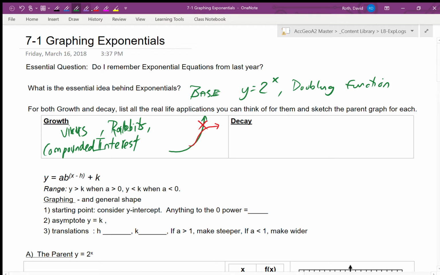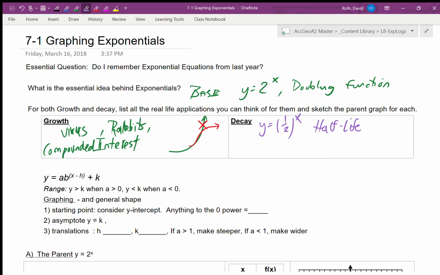Decay is not quite as common. It's a base, but in this case it might be y equals 1/2 to the x, so it's half of half of half of half. Applications you remember from last year may include half-life. What is the half-life in particular of radioactive substances, and how long till half the radioactivity is there, and then another half of the half, and then half of the half of the half, and so forth.